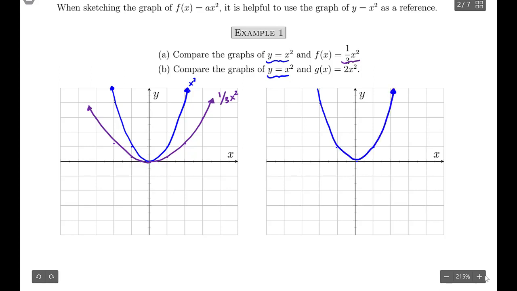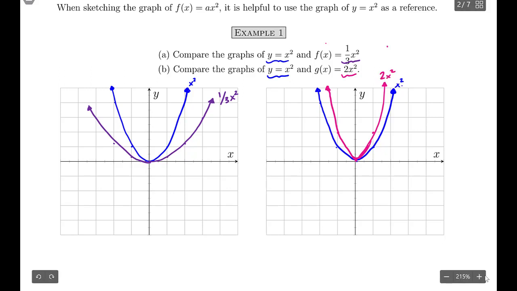Okay, so there's x squared again. And I'm going to use pink this time for 2x squared. So the origin is still at 0, but now when I put in 1, I get 2. And when I put in 2, I'm going to go up to 8, actually. So that's going to be somewhere up here. And my graph is going to look like this. That could have been better.